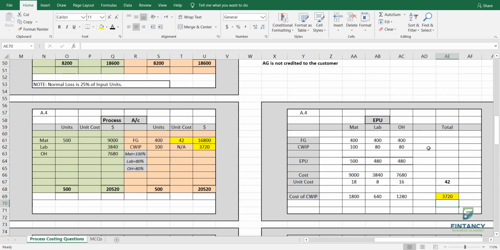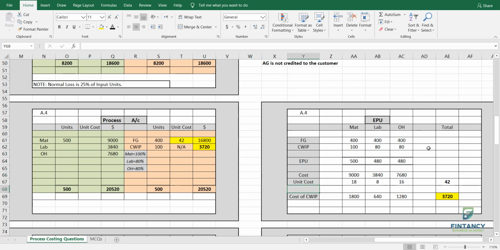So magic. See magic. Okay, this is the reconciliation for you: your cost of CWIP is how much? 3720, which is matching with this 3720 here. Getting it? If it's not matching, it means you have done a mistake. So you can confirm your answer like this.